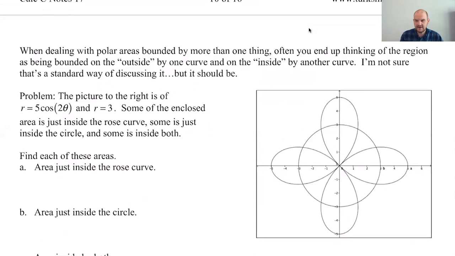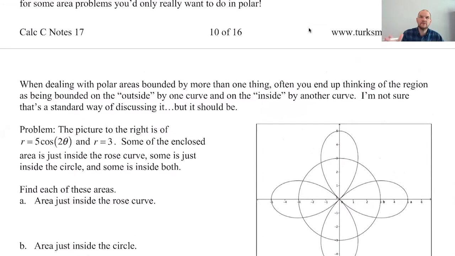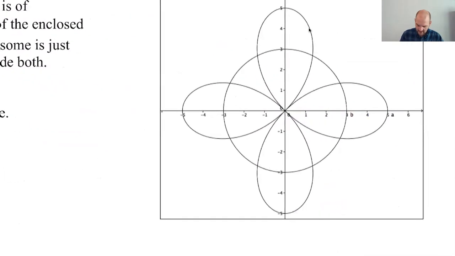When things are bounded by polar curves, there's not a top curve and a bottom curve or a right curve and a left curve. I tend to think they're bounded on the outside by one curve and on the inside by another curve. So what do I mean by that? Well, in this picture, we have a rose curve.